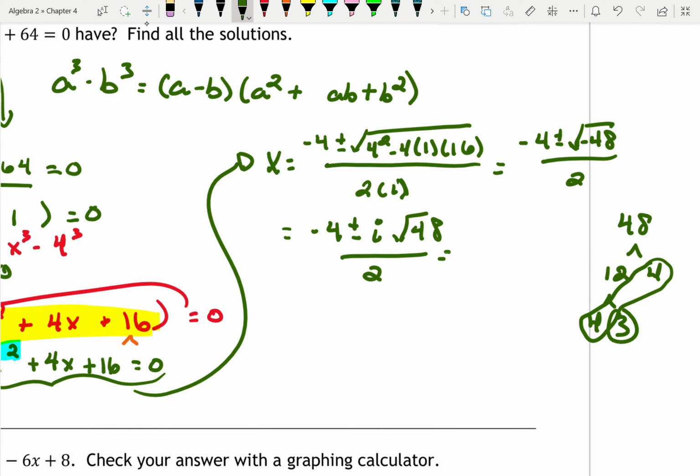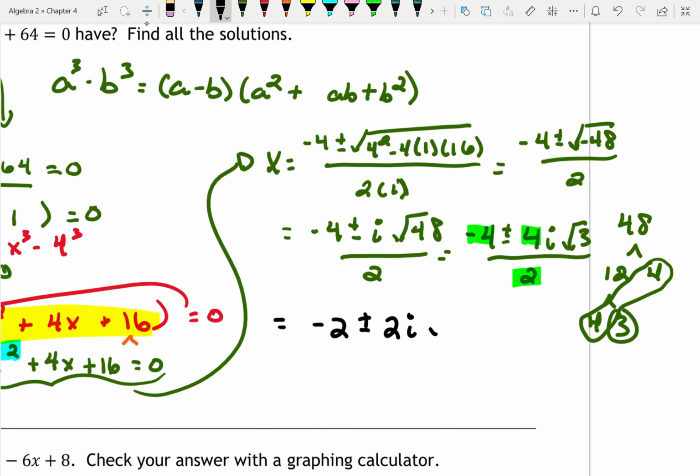This means that I can rewrite this as negative 4 plus or minus 4i root 3, now root 3 all over 2. Now the negative 4, the positive 4, and the 2 can all reduce, and we'll just have negative 2 plus or minus 2i root 3. And that's going to be our last answer here.